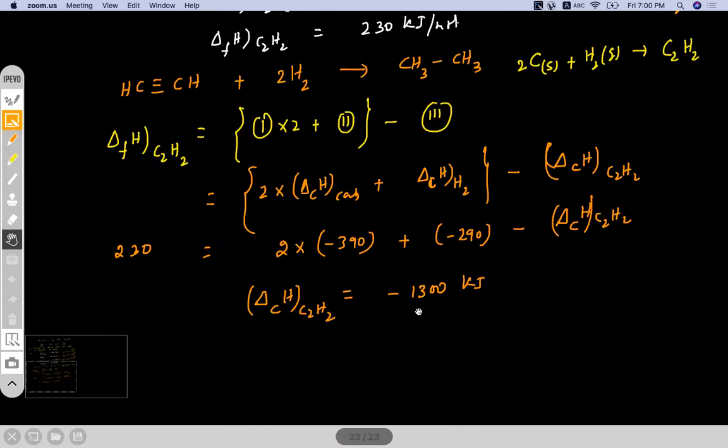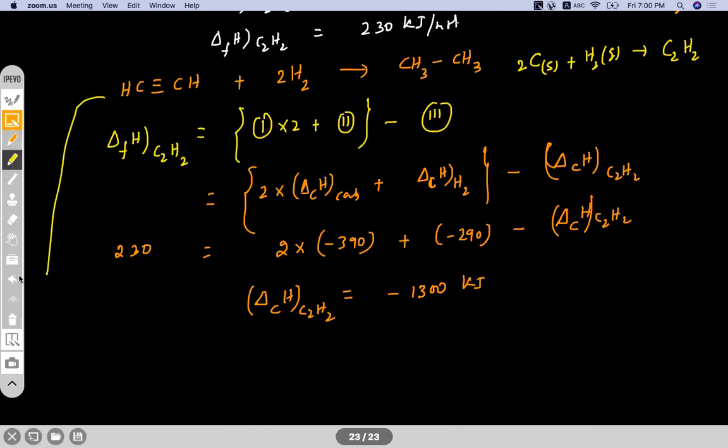Understood this? Now for the desired equation, which is this here, you see, this is the desired equation. I'll just change the color so that you don't get confused, kilojoule. And the desired equation is this one.